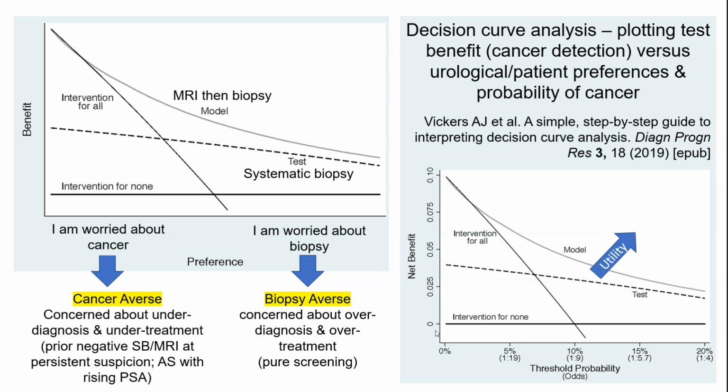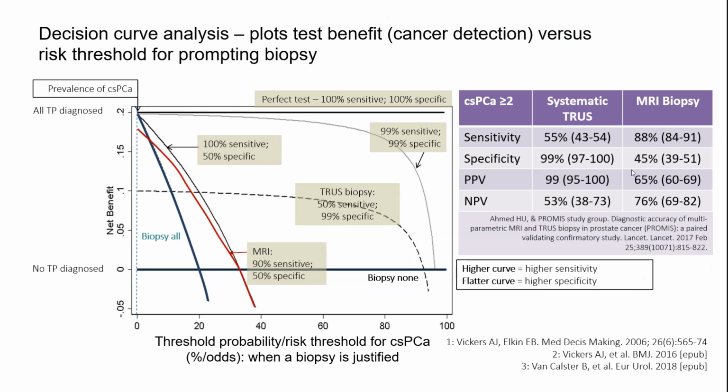where we plot the net benefit, which is the cancer detection, versus the patient preference or the probability of cancer on the x-axis. Many of you will not be familiar with interpreting decision curve analysis, and this paper by Andrew Vickers is highly recommended. Essentially, you plot the net benefit versus the threshold probability or the risk threshold on the x-axis.